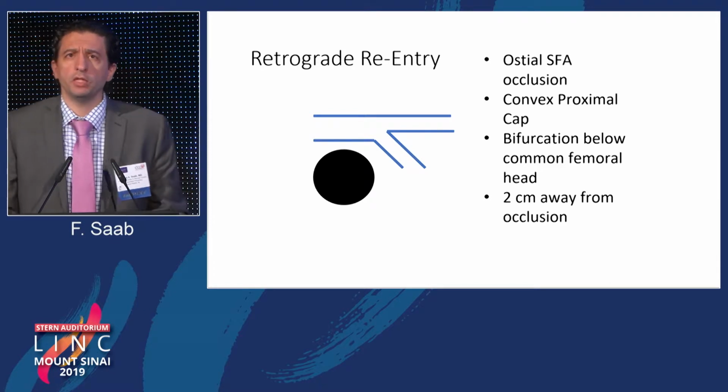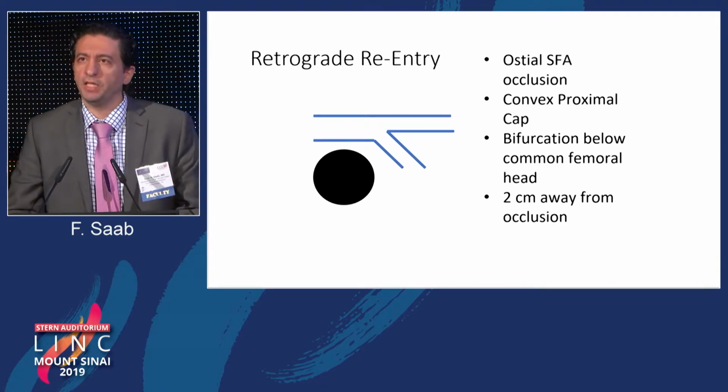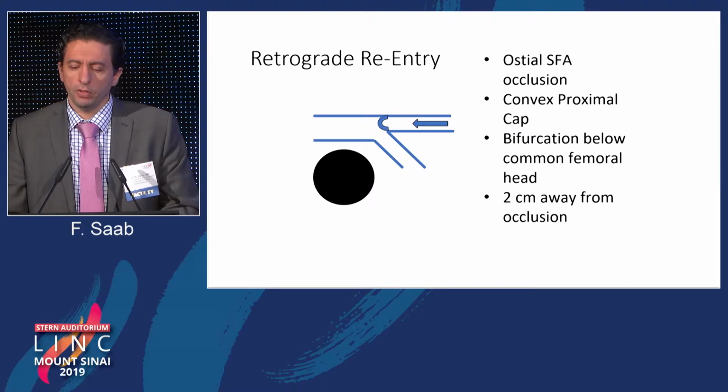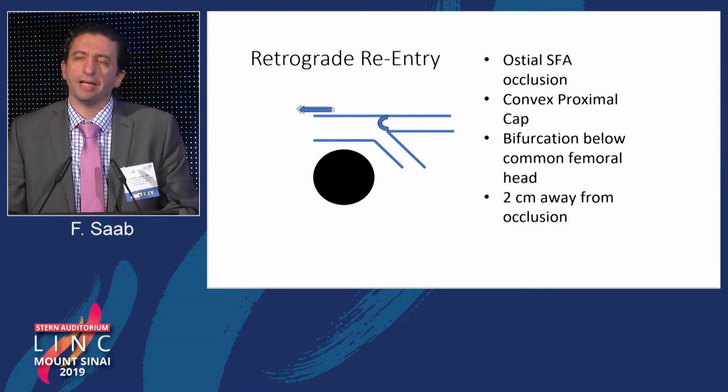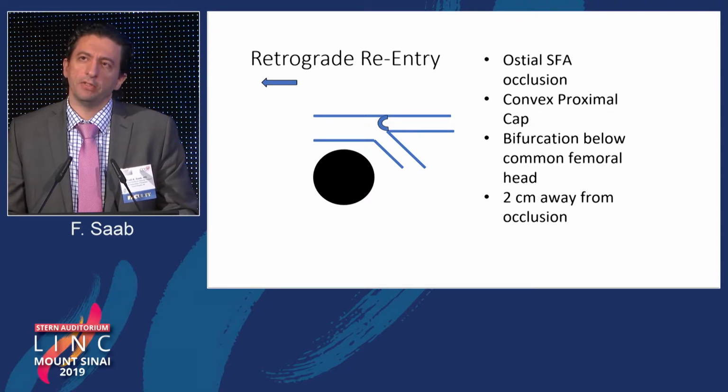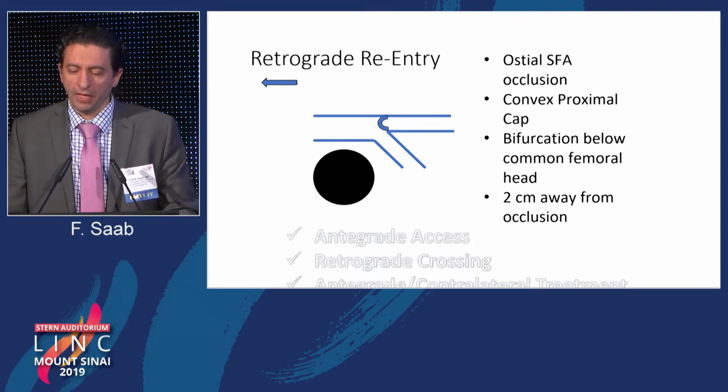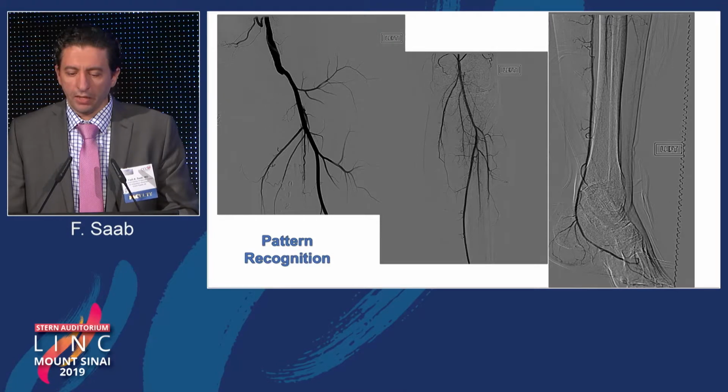Well, how about retrograde reentry? The first case would be a PK. It's a perfect example. Usually they're very challenging. You have a convex proximal CTO cap that's not going to allow you to cross in an antegrade fashion, hence the approach in a retrograde fashion. So you try to tackle it in a retrograde fashion.